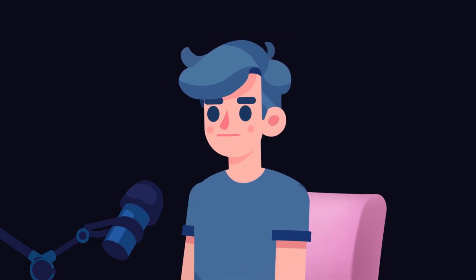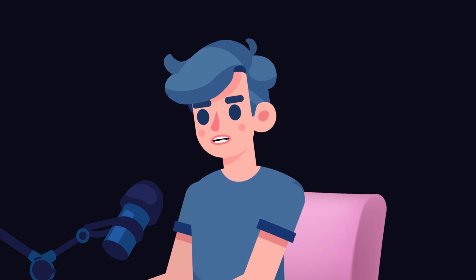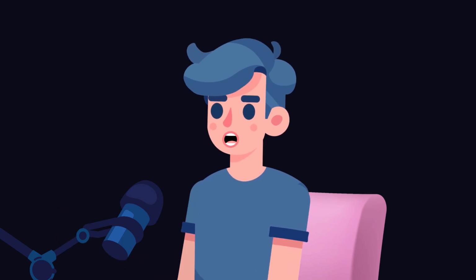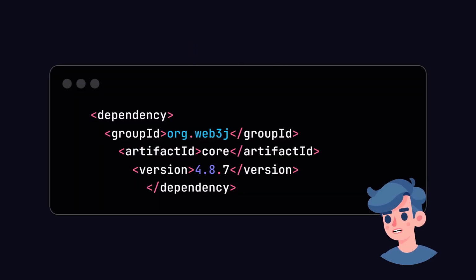Before coding, we need to set up our development environment. Make sure you have Java Development Kit, JDK, installed along with an IDE of your choice, such as IntelliJ IDEA or Eclipse. We'll also need to include some libraries for blockchain functionality. We will use Web3j to interact with Ethereum-based smart contracts. You can add this to your Maven project by adding the following dependency in your pom.xml.